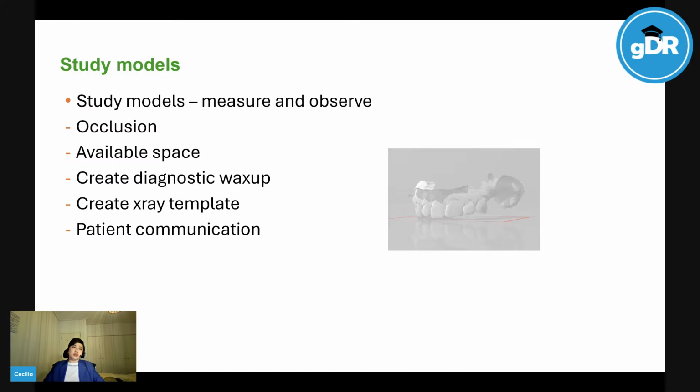The reason you need study models is we need to assess the occlusion, the available space, and create a diagnostic wax up, which is basically a tooth that we predict is going to fit in that site, mesiodistally and in buccal width. Then you have to decide how wide you're going to have the tooth. You're going to decide where the position is for the tooth for the occlusion.